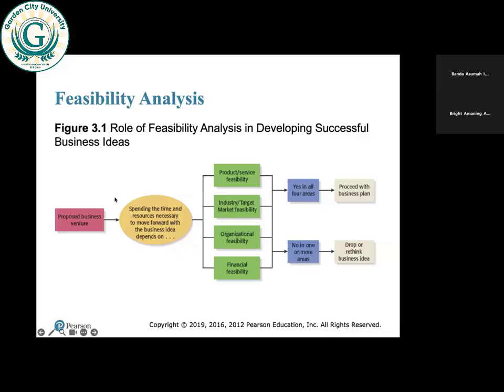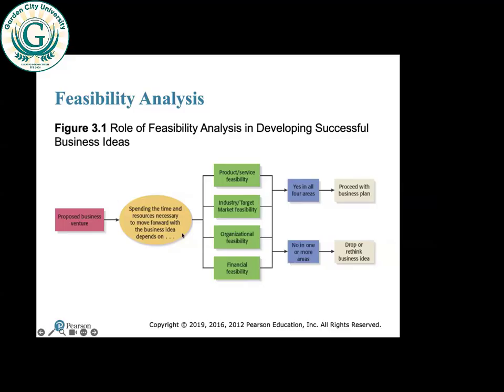Your chance of succeeding is very high. Extremely. Because you know exactly what you are doing. You are not just hitting in the dark. So your chance of survival is very, very high.